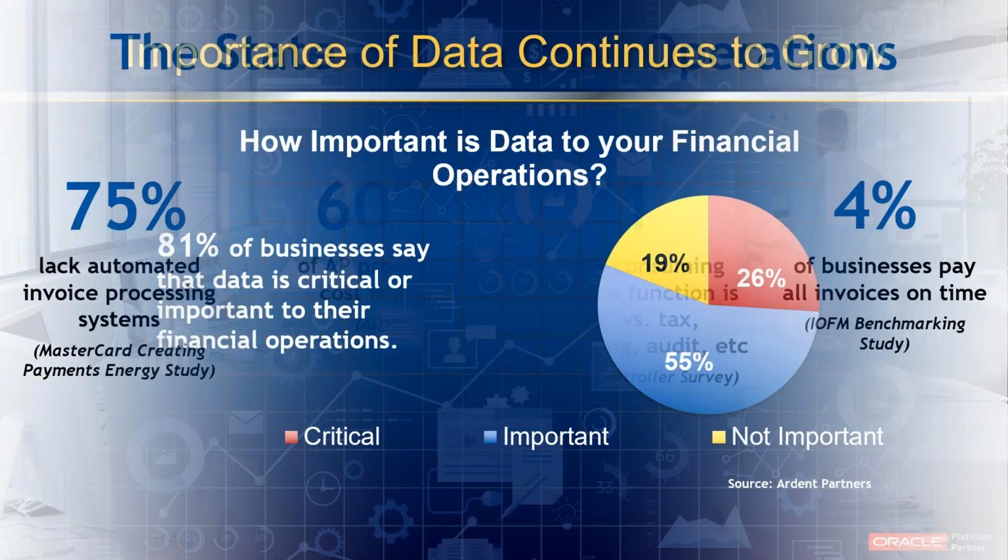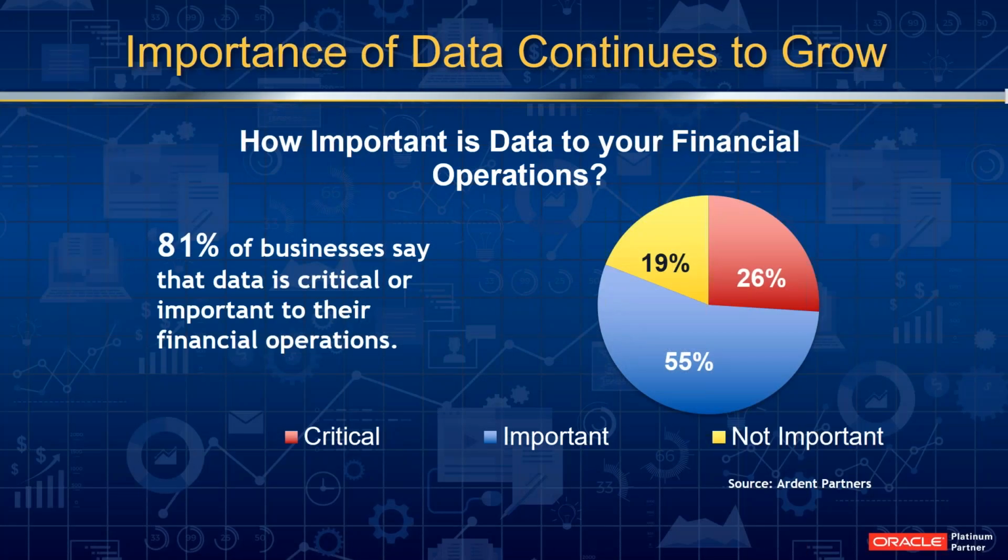So going from there, the importance of data is extremely important. In a non-automated AP environment, key data is unavailable. So when you look at this situation where 81% of businesses say that data is critical to the function, if they're in a manual process for AP processing, then that data is not available to them, at least not in a current real-time environment.